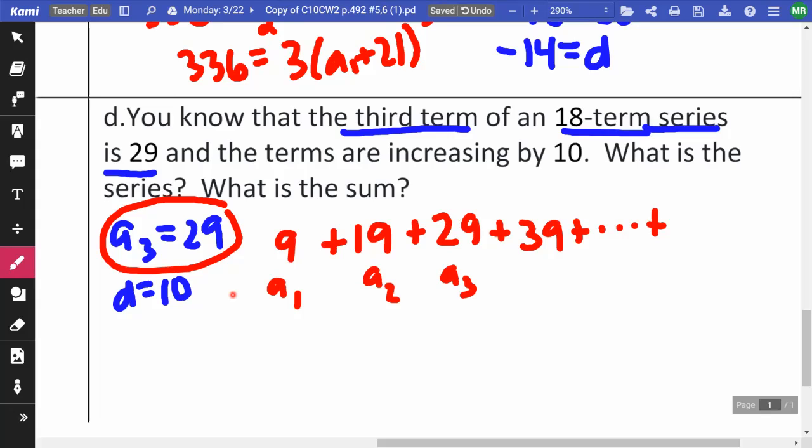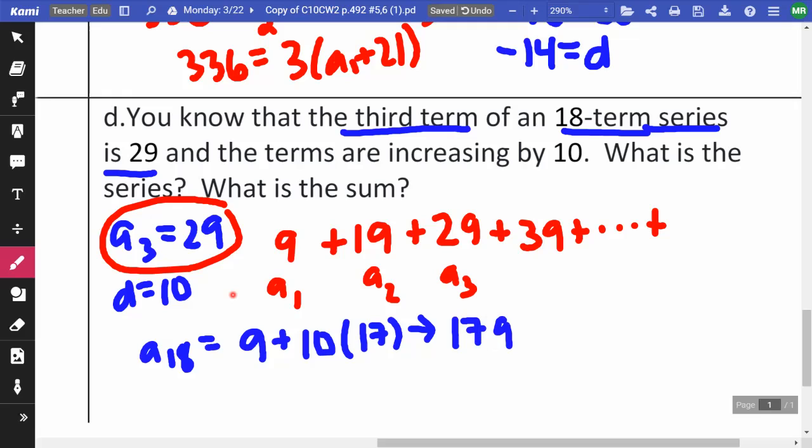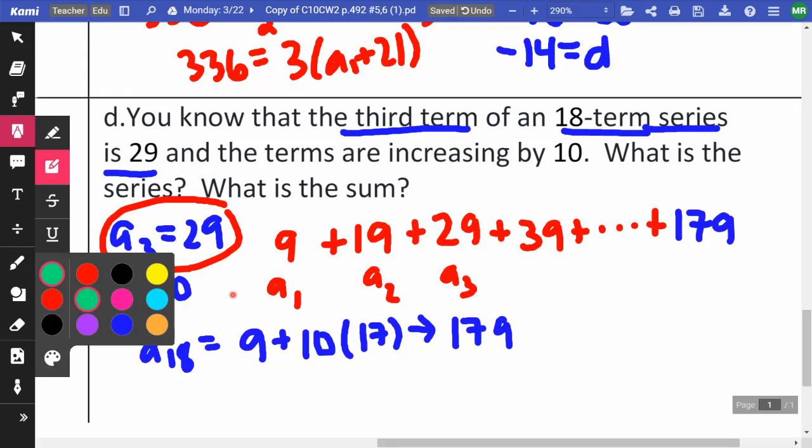If you want to sit here and keep doing this until you get to 18, you can, but I'm just going to algebraically figure out my 18th term. A sub 18 is equal to my first term, which is 9, plus 10, because that's what I'm adding, and I add it one less than the term. Since it's 18 terms, this is going to be 17. So I get 179. This is going to be plus 179. That is my series.